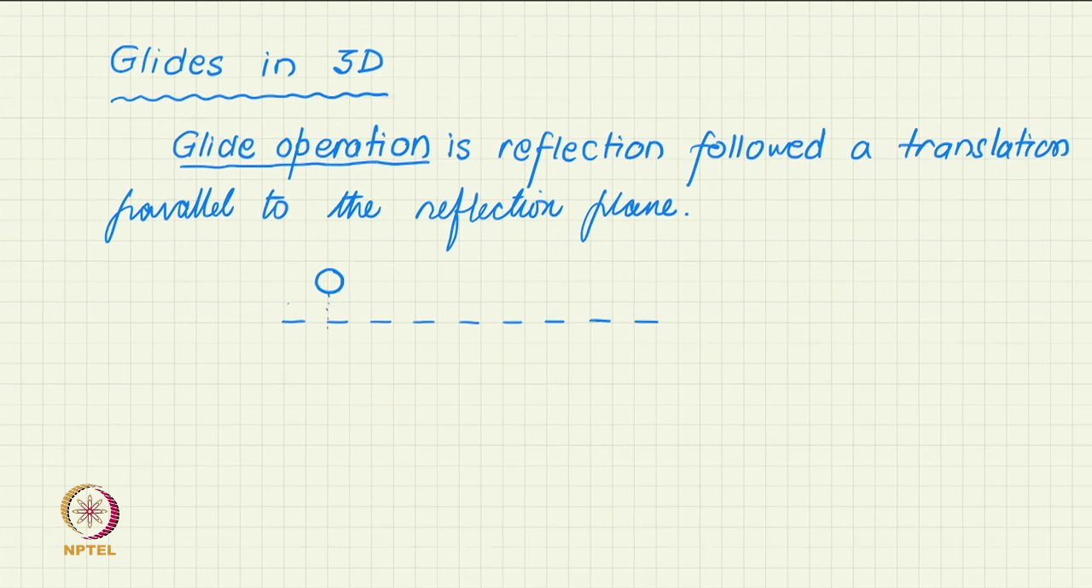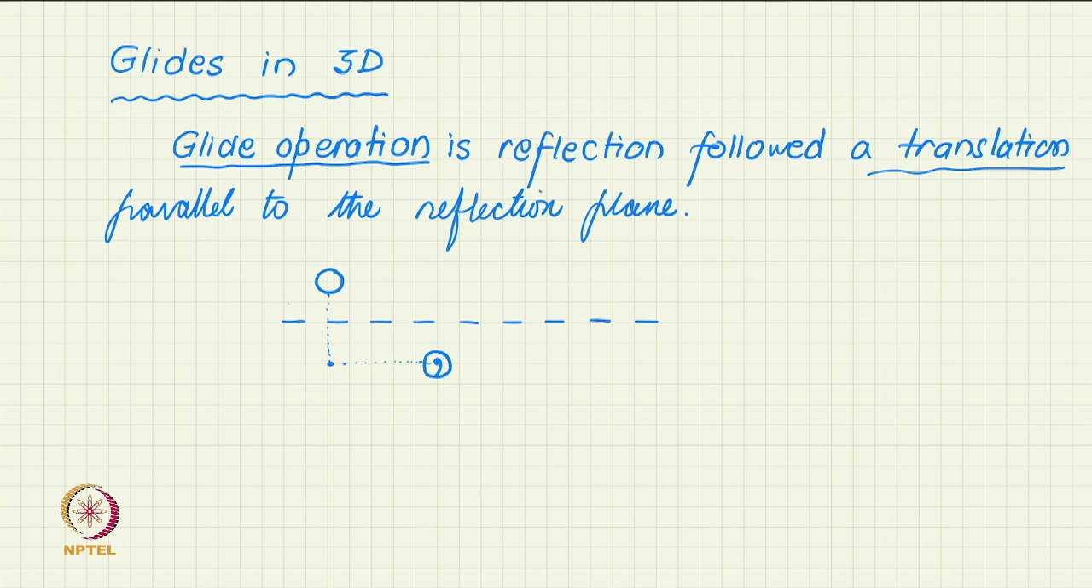Then I reflect it, but at the reflection point I don't put any object, because the process has to follow by a translation parallel to the reflection plane. So, I translate it parallel to the reflection plane, let us say here. Now, since it is a reflected object, it will change handedness. I am showing that by a change in handedness.